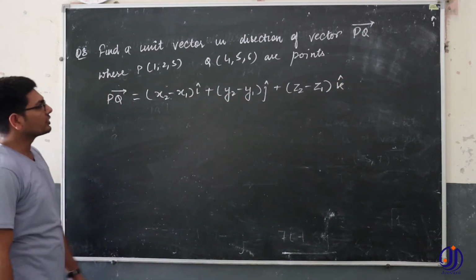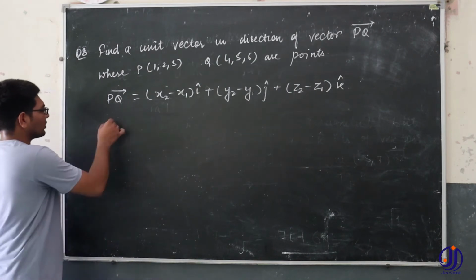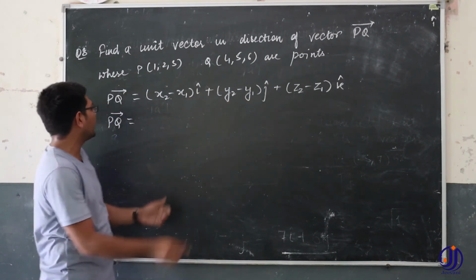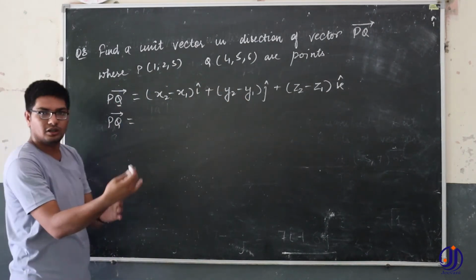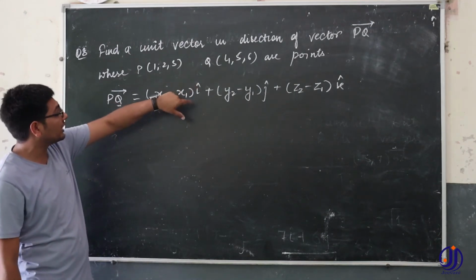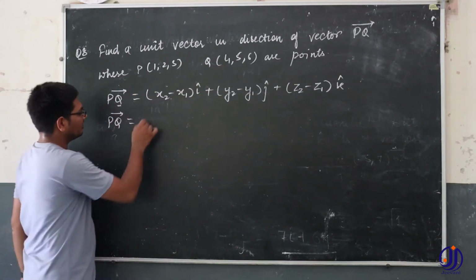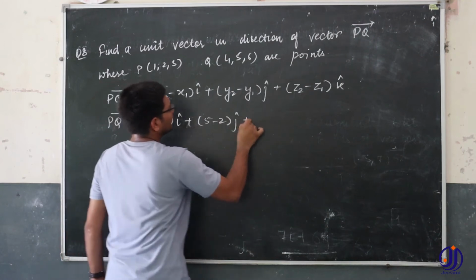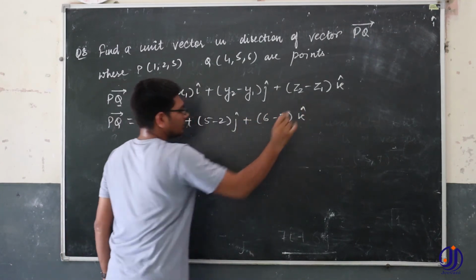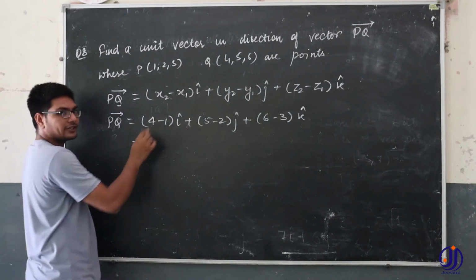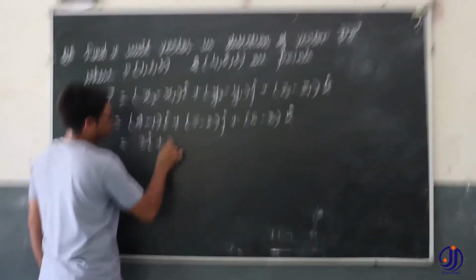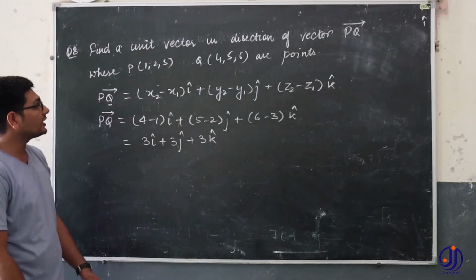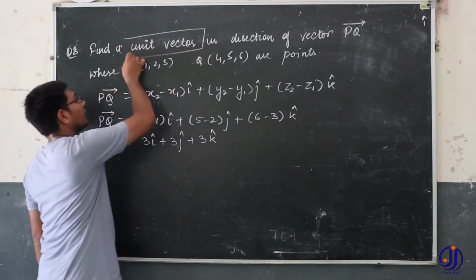Because we are provided with the points, we just proceed. Vector PQ is given as, now x2, y2 and z2 will be the coordinates of point Q. This is 4 minus 1 i cap plus 5 minus 2 j cap plus 6 minus 3 k cap. Now this becomes 4 minus 1 is 3 i cap plus 3 j cap plus 3 k cap. But that's not the solution. What exactly are we going to find? We are going to find a unit vector.